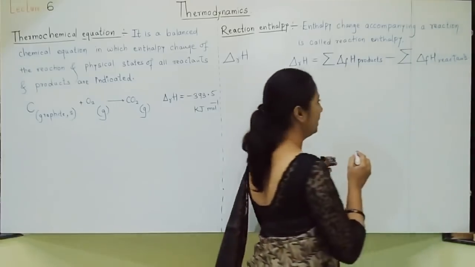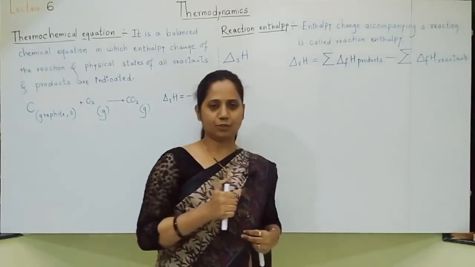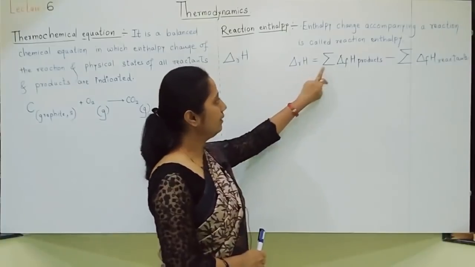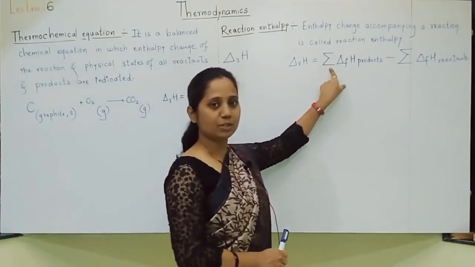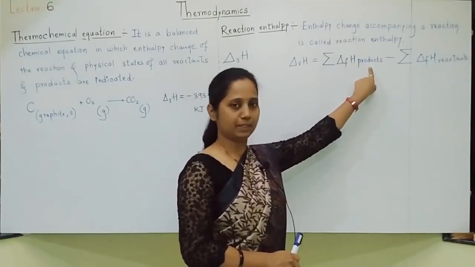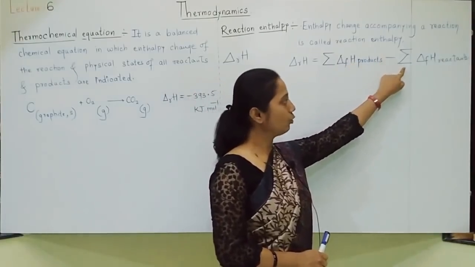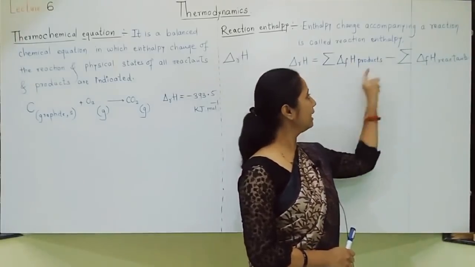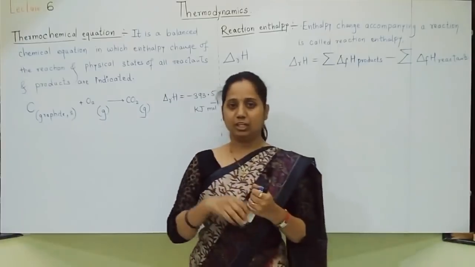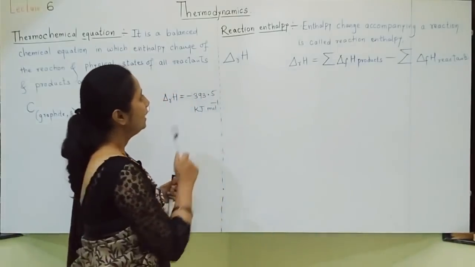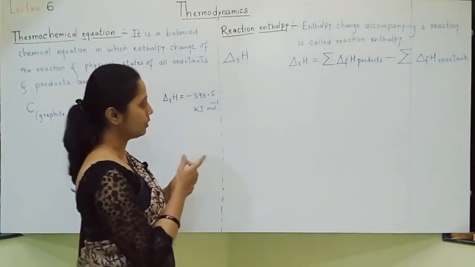Remember the formula, students. Here you should not calculate, but you should know the formula and how it is calculated. This is summation, and summation means addition: total of enthalpies of all products minus total of enthalpies of all the reactants. Here I have written f. F indicates formation. We will see that definition next. Okay, reaction enthalpy, I hope you understood.